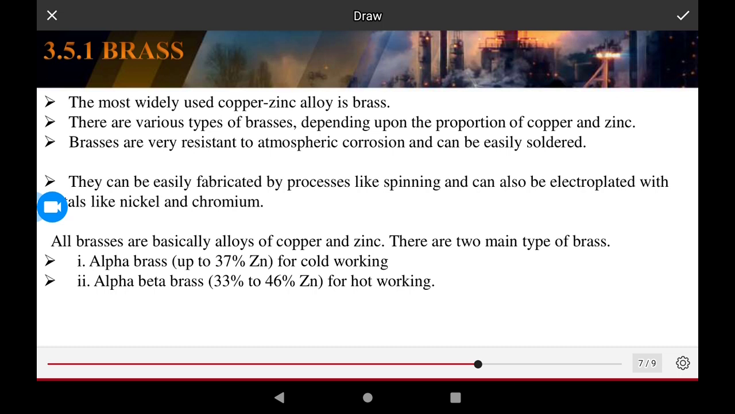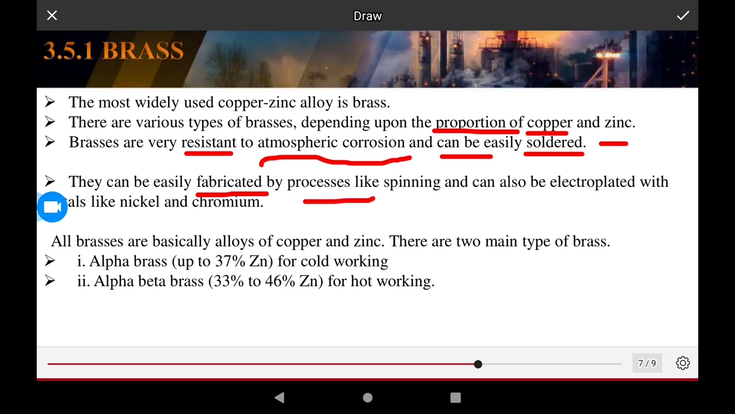Brass is the most widely used copper and zinc alloy. There are various types of brass depending upon the proportion of copper and zinc. Brasses are very resistant to atmospheric corrosion and can be easily soldered. They can be easily fabricated by processes such as lacquering and spinning, and can also be electroplated with nickel and chromium.